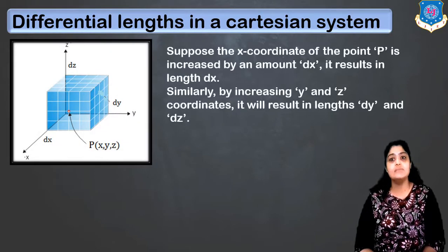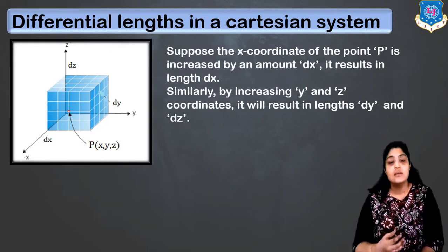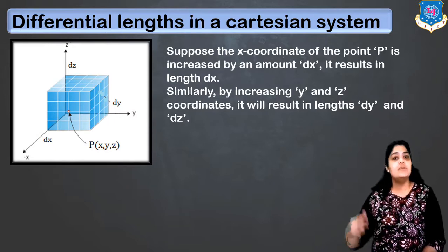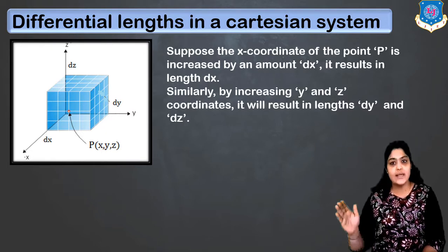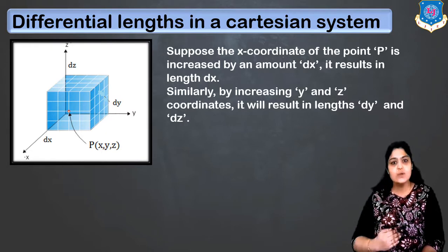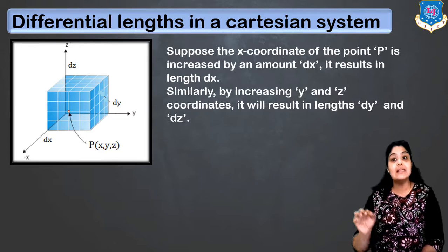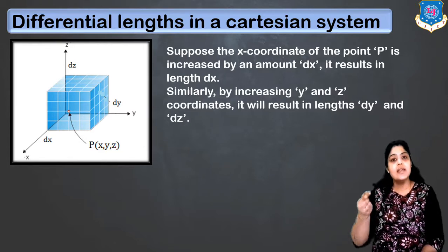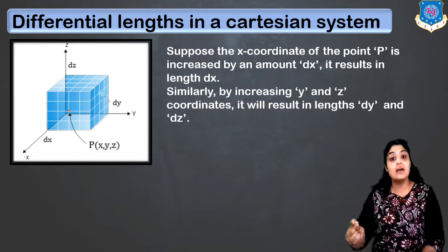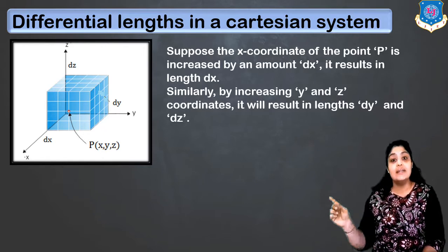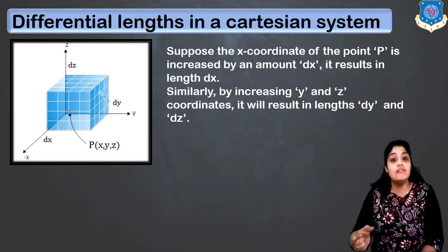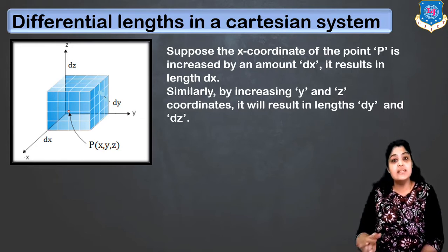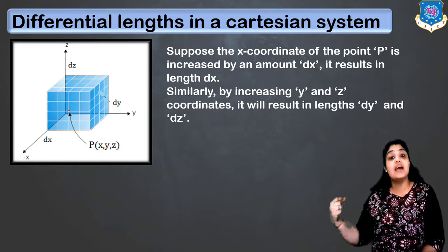Now let's see the third thing in the Cartesian coordinate system, that is known as the differential length. Differential length means, suppose I have considered a point P having coordinates x, y, z. Now suppose I say that the x coordinate of the point P is increased by dx. So I just increase only the first coordinate by amount dx. So there will be a change in length dx. Similarly, if I increase the second coordinate by a small amount dy and the third one by a small amount dz, I will be getting the differential lengths dy and dz.